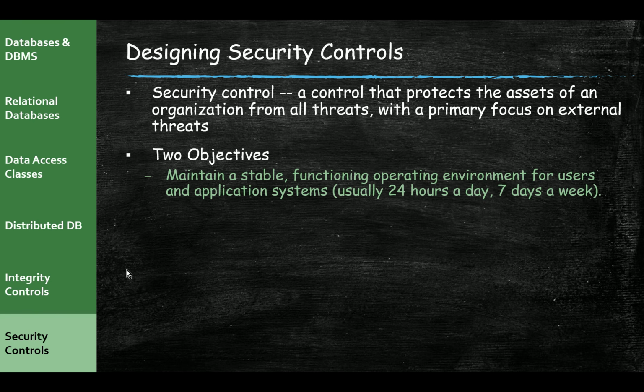We have two objectives: maintain a stable, functioning operating environment for users and application systems, 24 hours a day, 7 days a week if it's an enterprise system. So if you take an IT security class, they'll talk about CIA, which is confidentiality, integrity, and availability is what the A stands for. So usually when we talk about IT security, we also are talking about availability, which is an important part of the triad of IT security, the CIA.